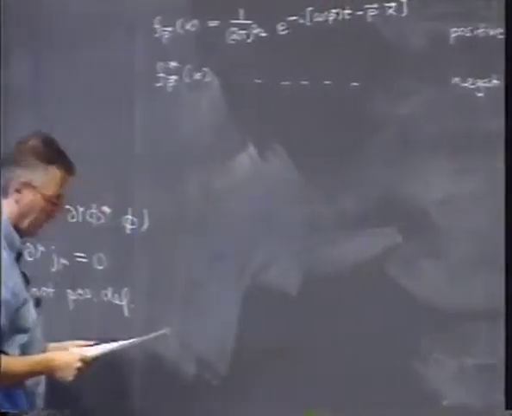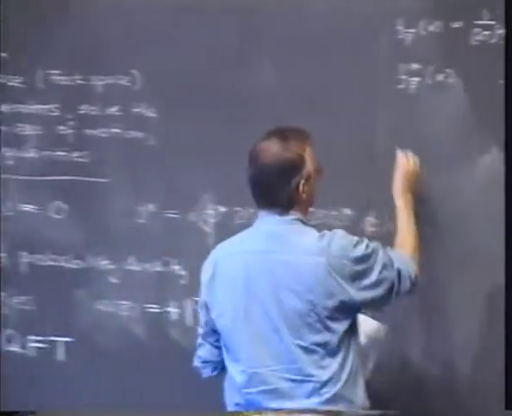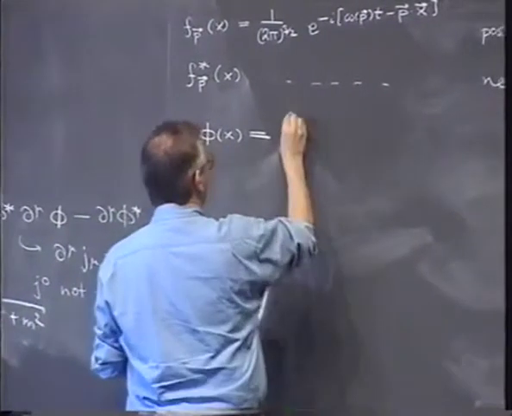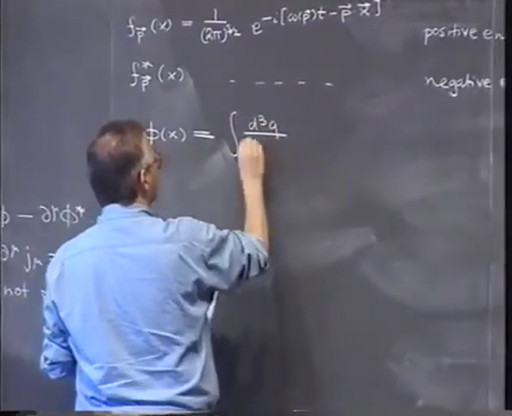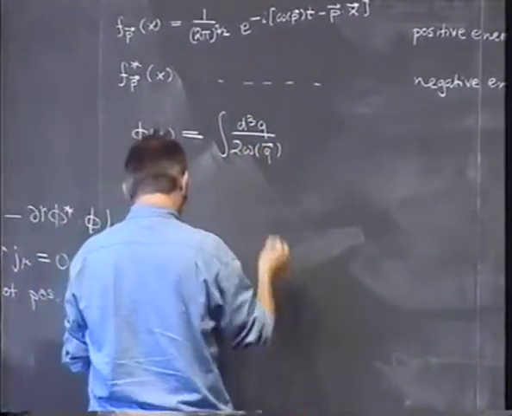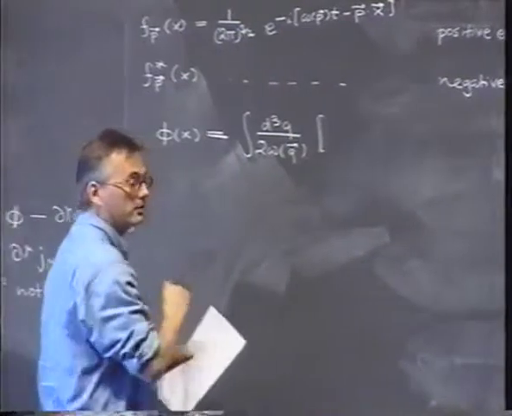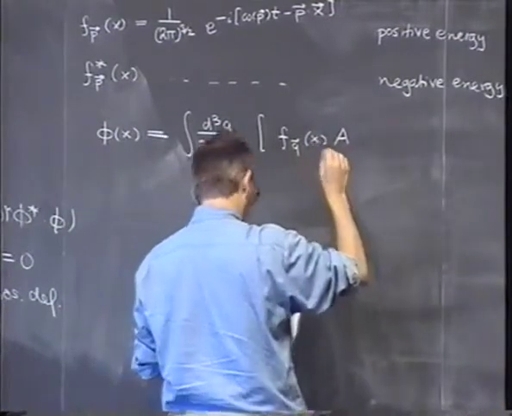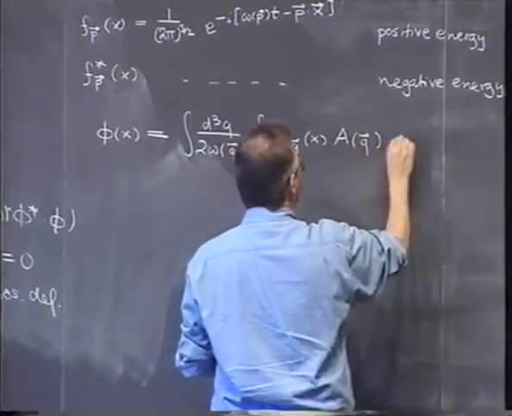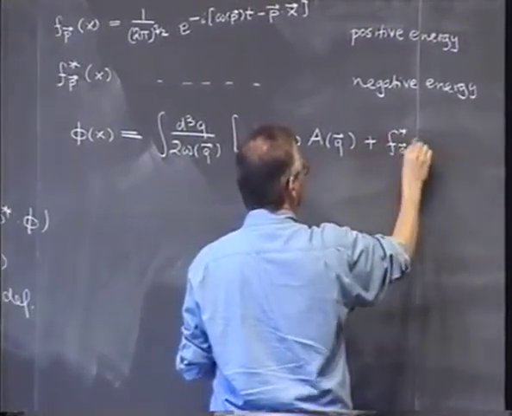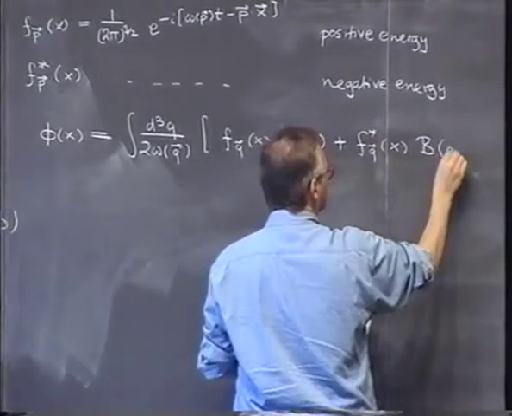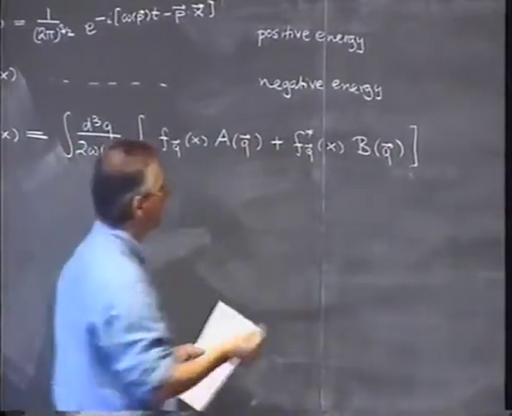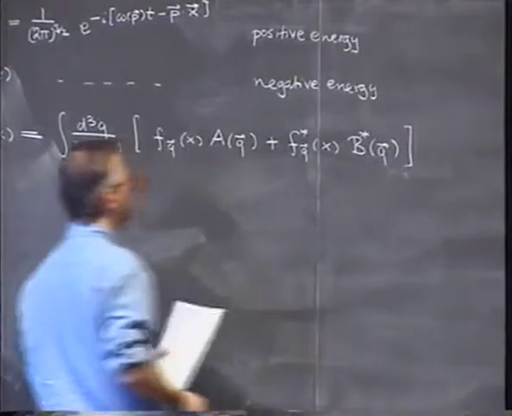So given this, we can expand any solution of the Klein-Gordon equation as follows. We can write phi of x equal to the integral d3q divided by 2 omega of q times, well, we simply expand it in terms of these solutions. We write fq of x times some amplitude, which I'm going to call a of q, plus fq star of x times b of q. And for notational convenience, I call this not b, but b star.